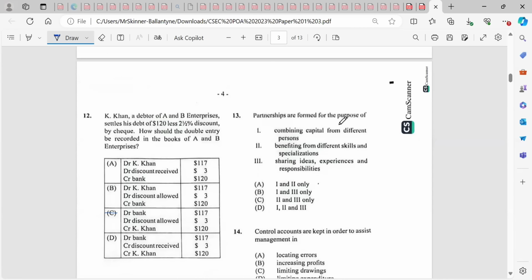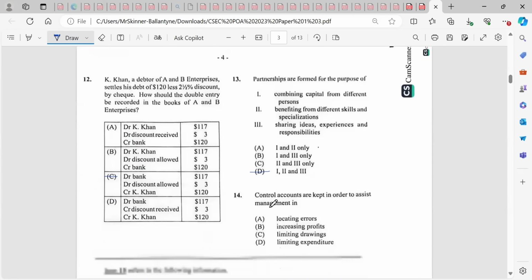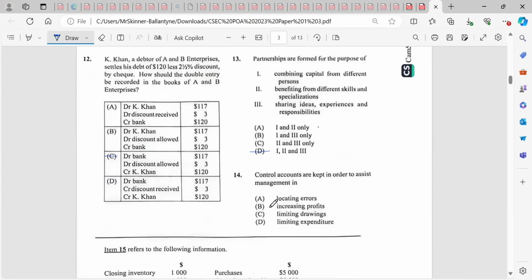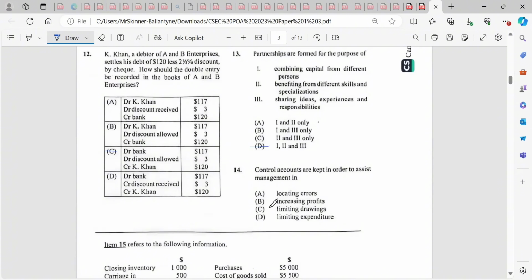Partnerships formed for the purpose of combining capital, benefiting from different skills and sharing ideas. Which one are you saying it is? It's D. Which one are you saying just now? I was saying B. Okay, B. All right, 1, 2, and 3. Control accounts are kept in order to assist management in locating errors. All right.